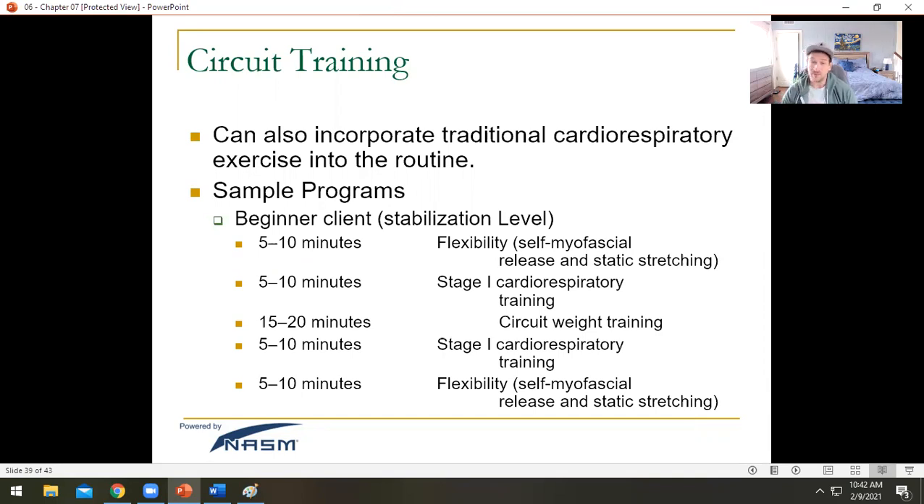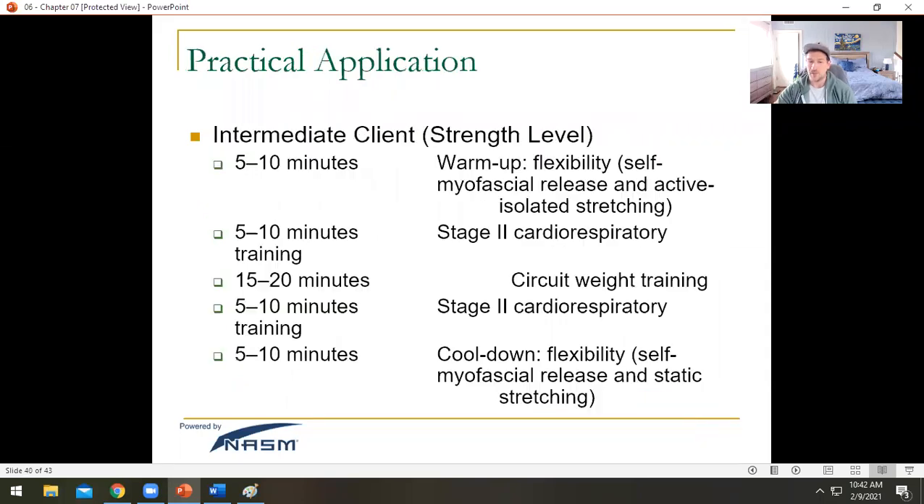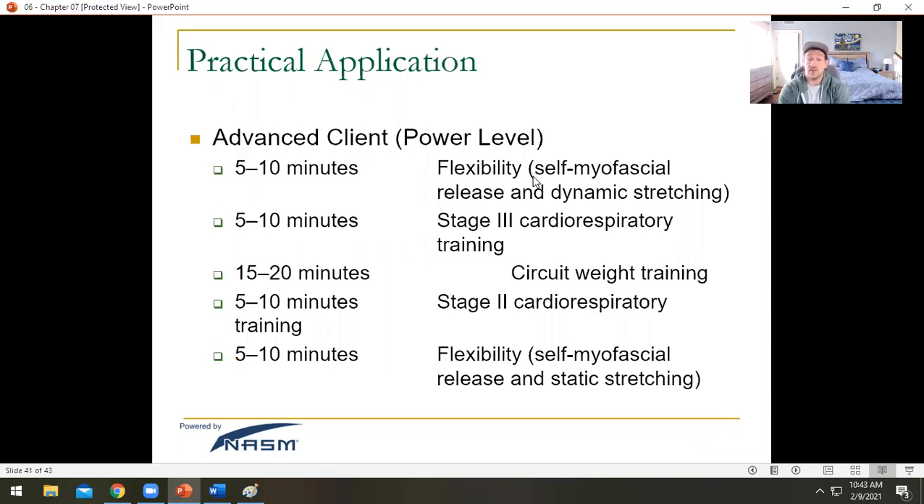This is great for a beginner client, because it really is only like 20 to 30 minutes of strength training, and the time flies by for them. Intermediate clients will be a little bit more advanced, right? We're going to incorporate that stage 2 training. Our circuit training will be based a little bit more on strength versions, but that'll be a little bit more intense there.